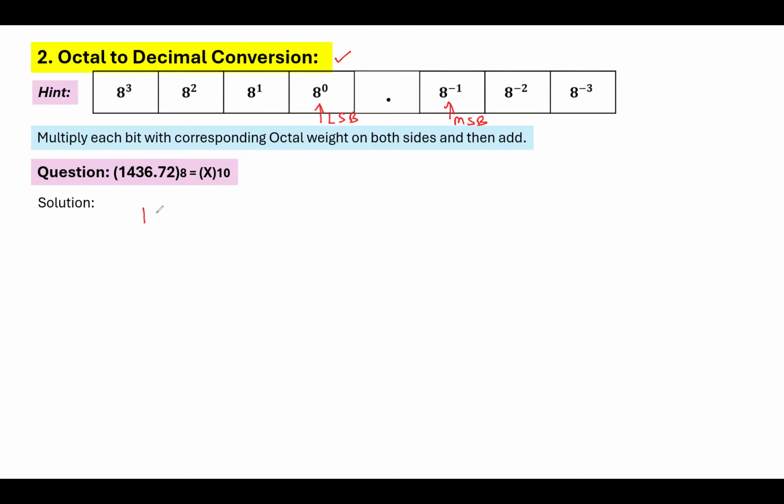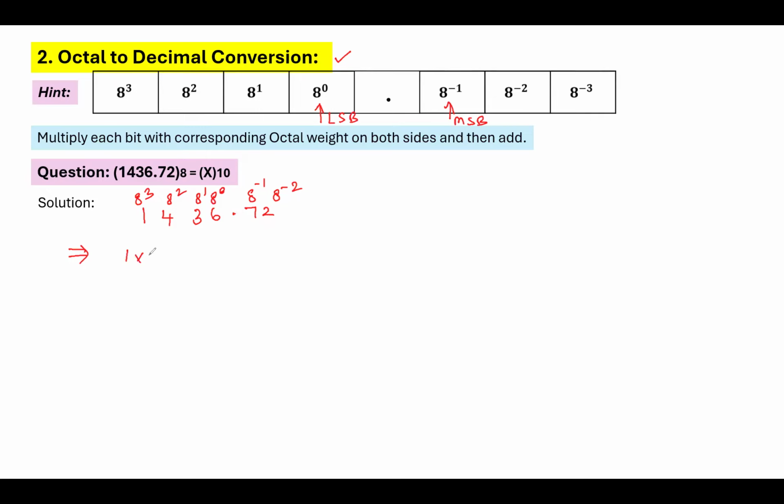Now we should take the given number 1436.72. We apply the octal weights for the integer part, 8 power 0, 8 power 1, 8 power 2 and 8 power 3. For the fractional part, it is 8 power minus 1 and 8 power minus 2. This is just like a binary to decimal conversion. Instead of 2, we should use 8. Now we should multiply each octal digit with the corresponding octal weight and then add on both sides.